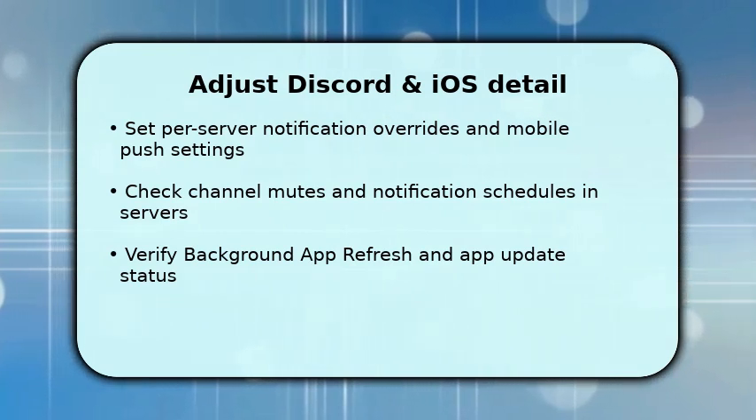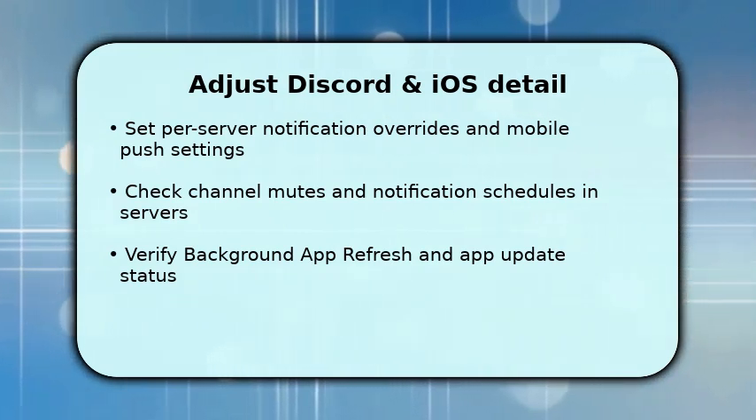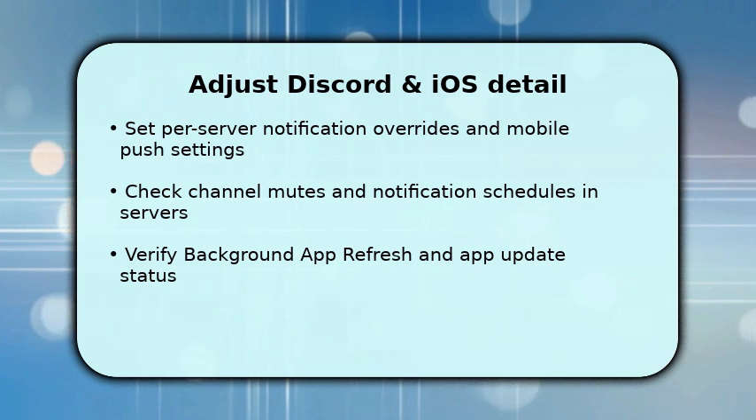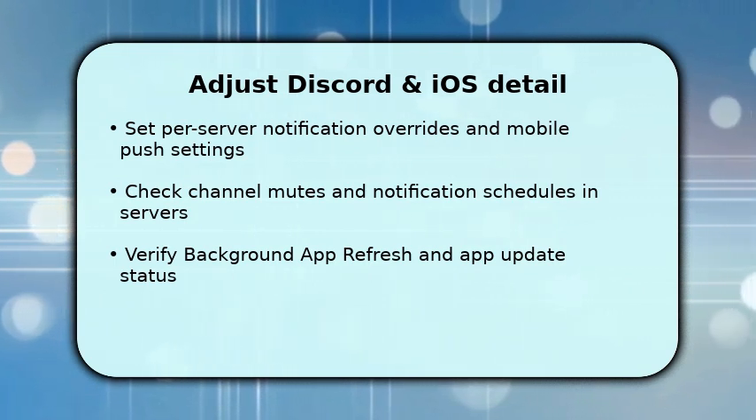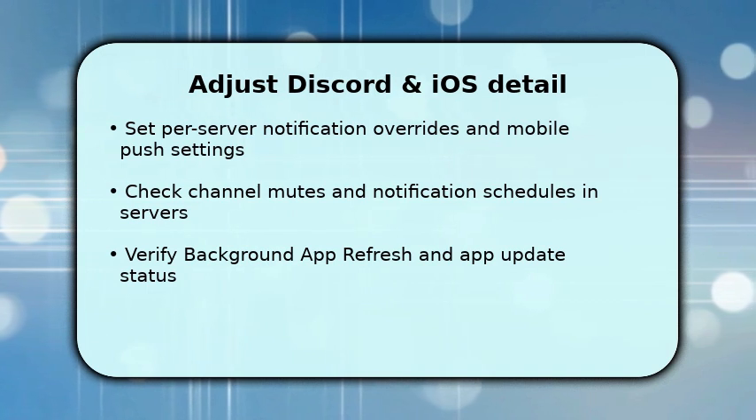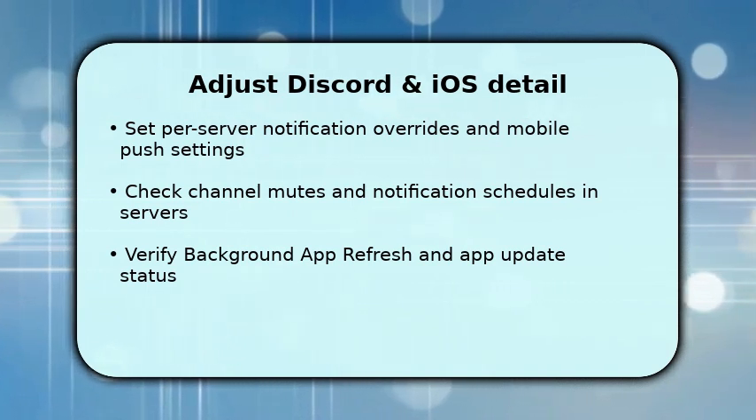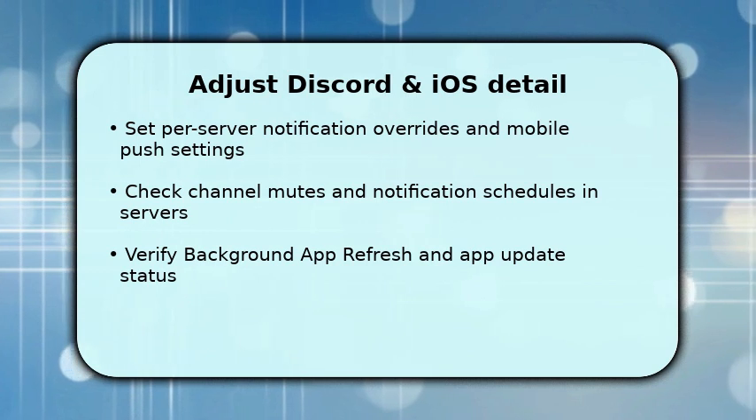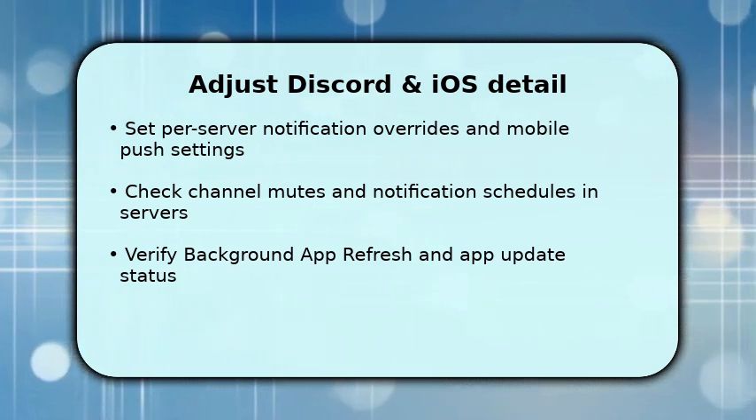You open a server, tap its name, choose Notifications, and select all messages or only mentions as needed. Then check specific channels for mutes or suppression. Make sure background app refresh is enabled for Discord in iOS settings so pushes register.